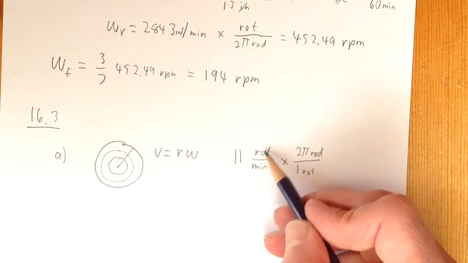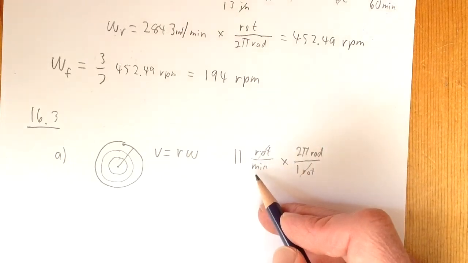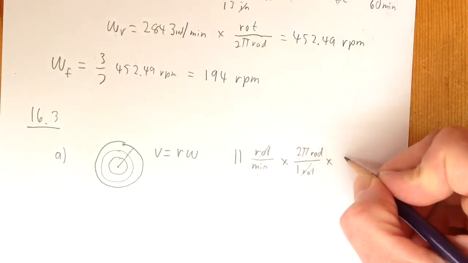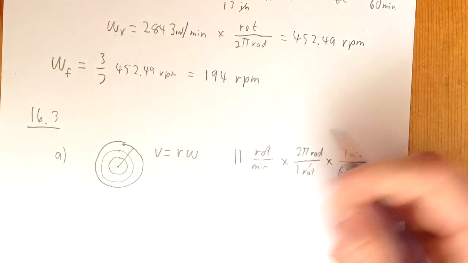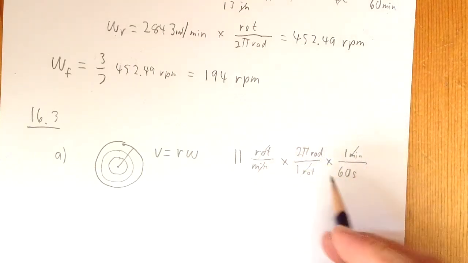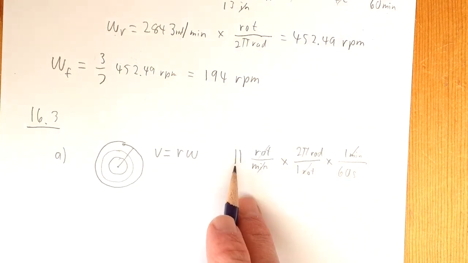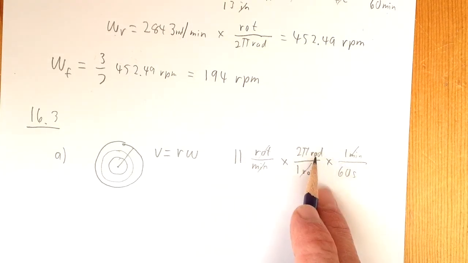So that gives us, rotations cancel, radians per minute. And they want radians per second. So then we have to cancel out the minutes. So we say, okay, 1 minute on the top is the same as 60 seconds. Minutes cancel, and we're left with radians per second. Okay, perfect. So 11 rotations per minute is 11 times 2 pi divided by 60 radians per second.